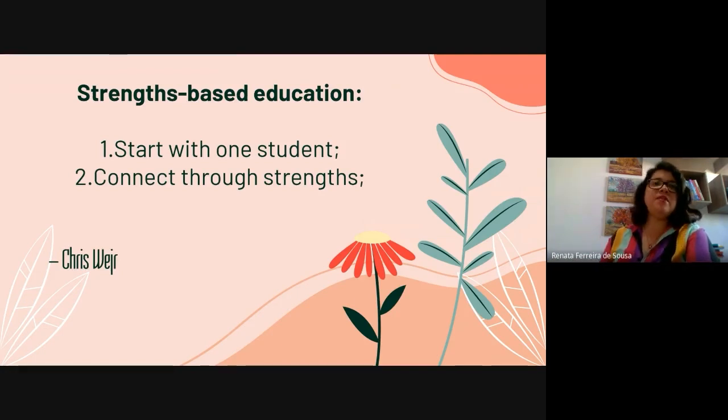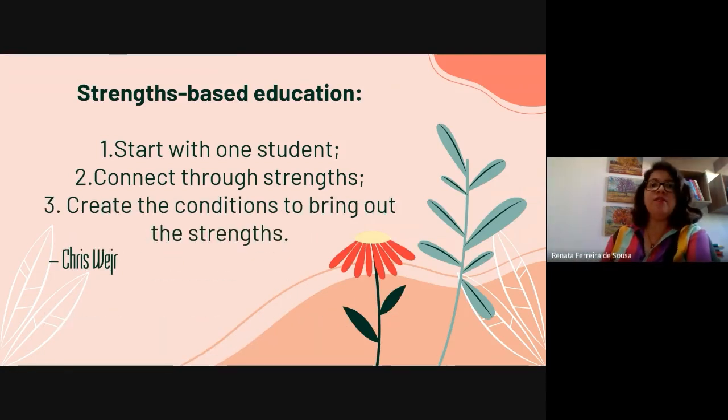And the third tip, he says, create the conditions to bring out the strengths, because we as teachers are the ones who are going to prepare the space, prepare the learning process in which the students may feel comfortable, safe, and they can bring out these strengths, isn't it, Anna?